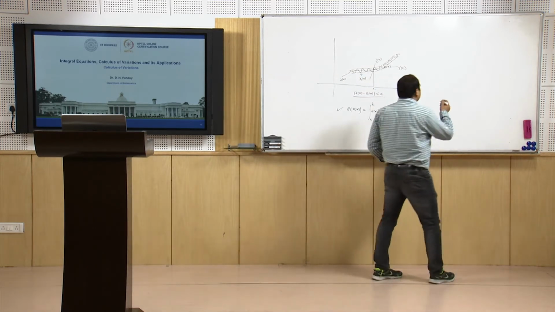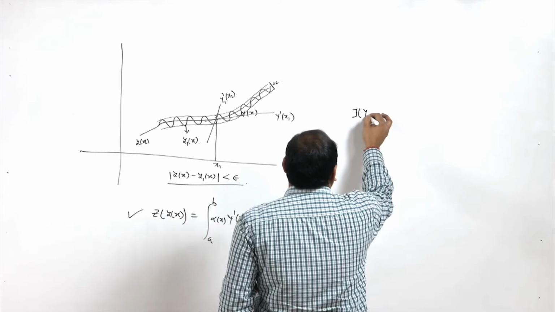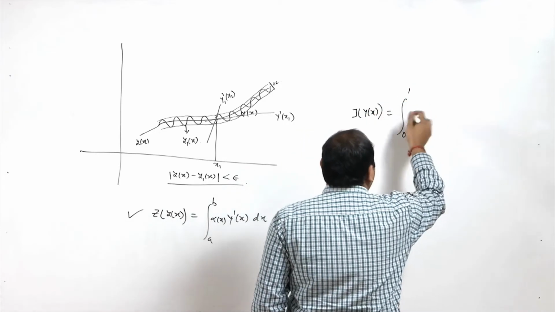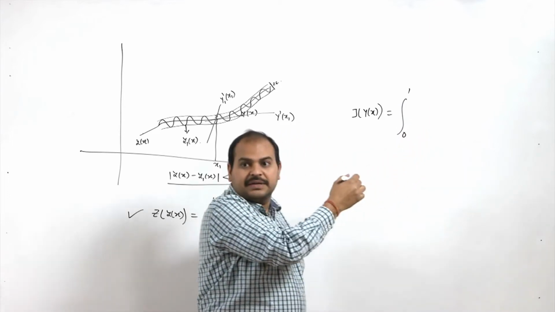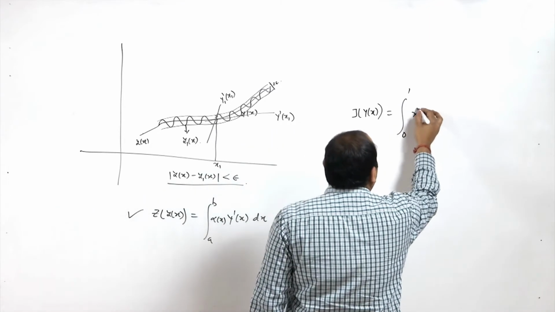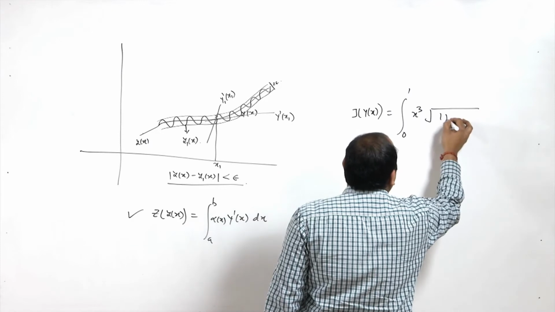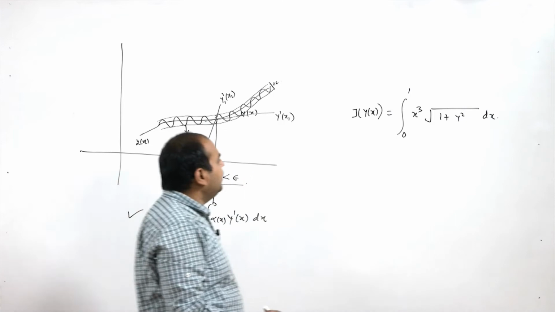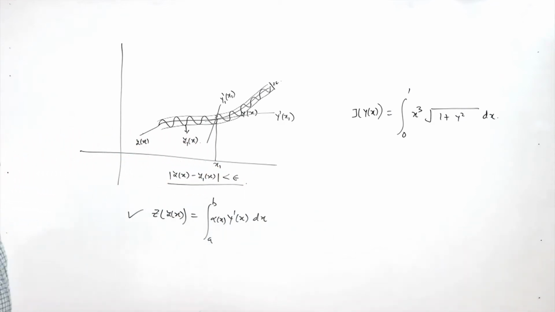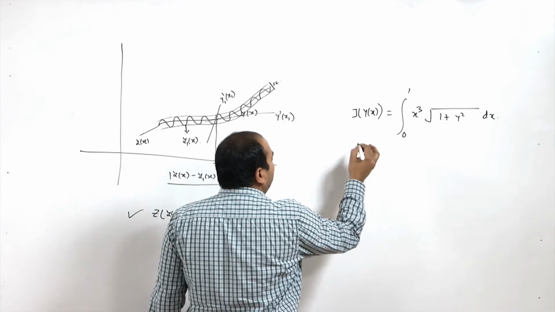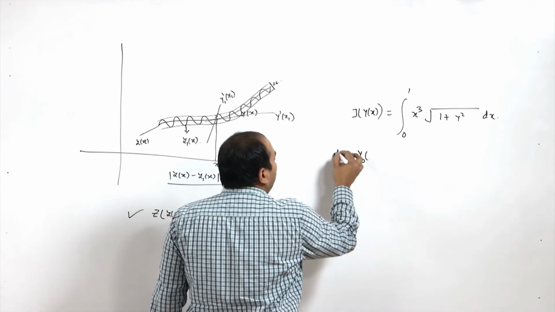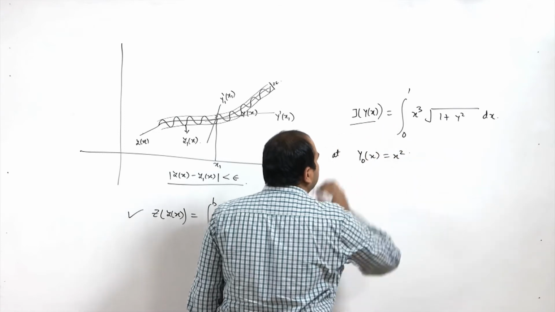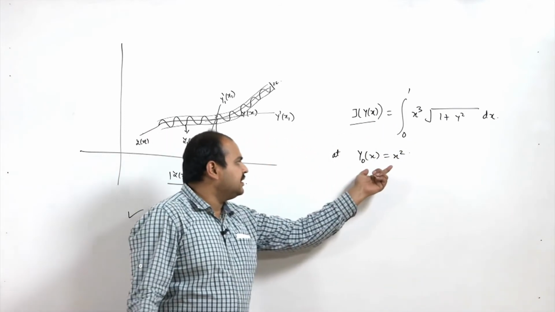So, let me write it here. We are looking at this functional J of y of x, that is integral 0 to 1, and here it is written as x cube times the square root of 1 plus y squared, dx, and we want to check the continuity of this functional at y naught of x equal to x square. So, we want to check whether this functional is continuous at this or not.